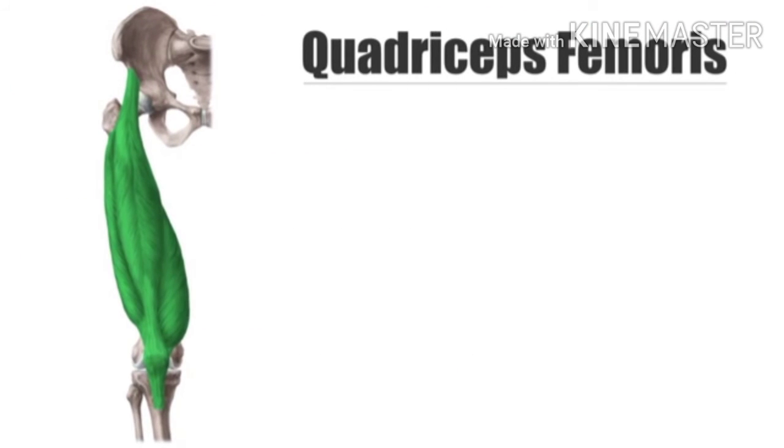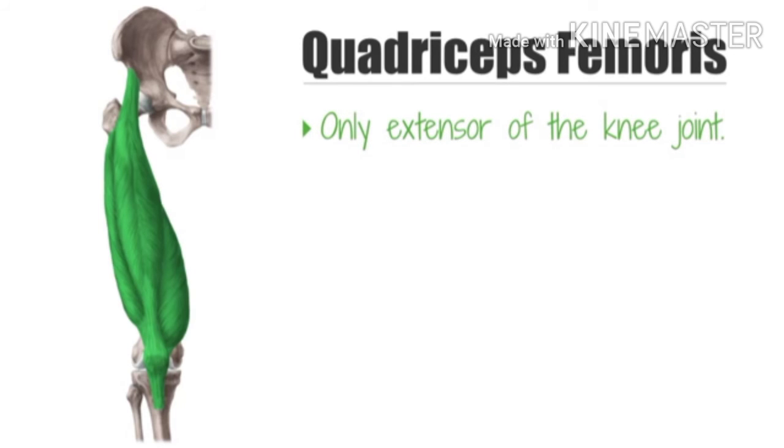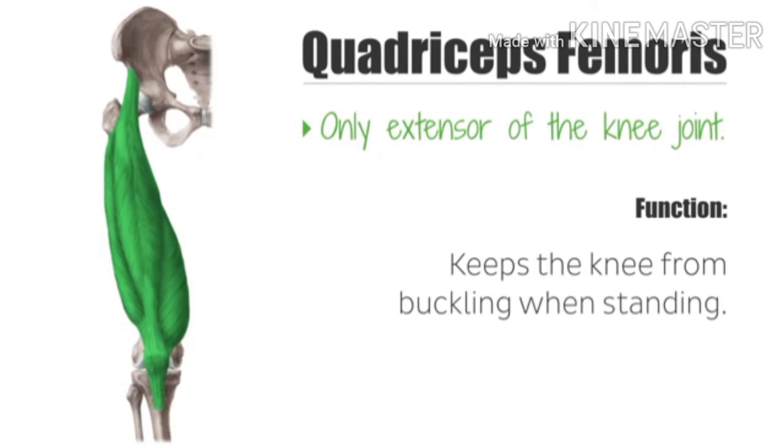The quadriceps is the only extensor of the knee joint. It plays a key role in every movement involving the stretching of the knee, and in addition, it keeps the knee from buckling when standing.